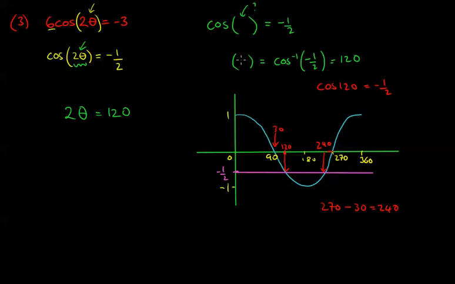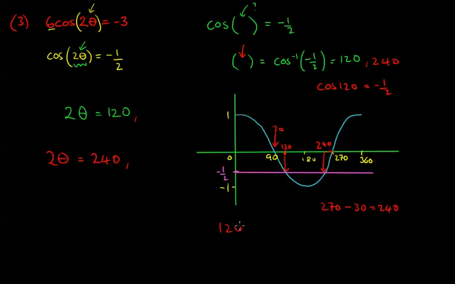So this thing inside the bracket could also be 240. So 2 theta could also be 240. But we can't just stop there because we've got multiple answers. Remember, this thing repeats every 360 degrees. So once we've got these two inside this bit, we can work out other ones.